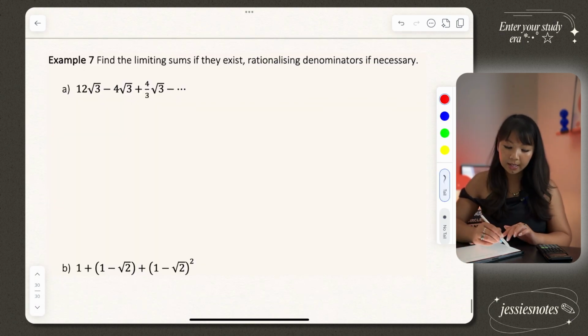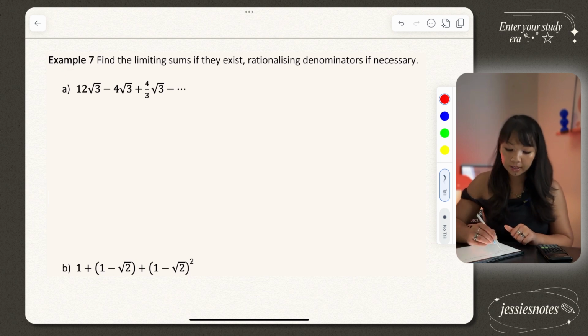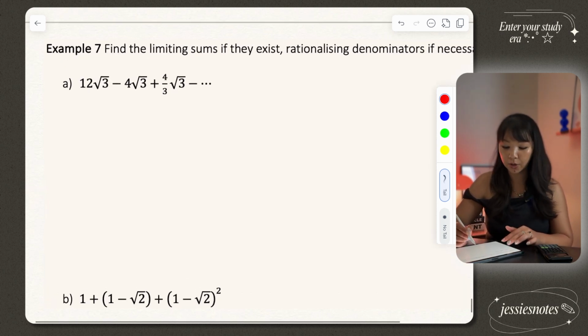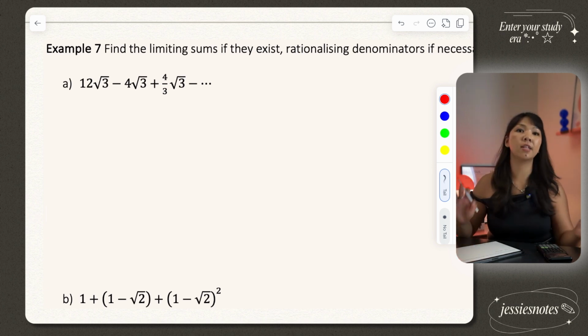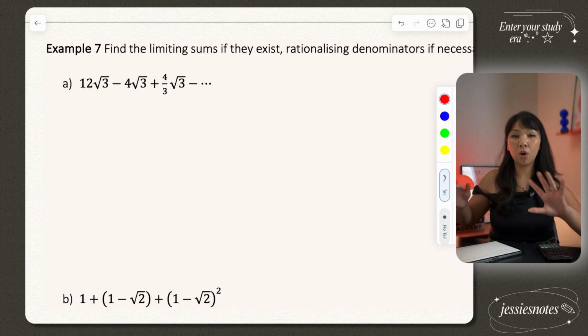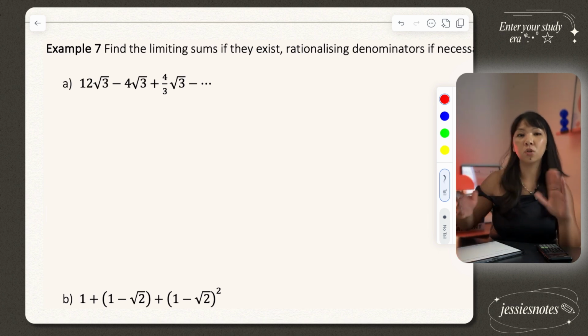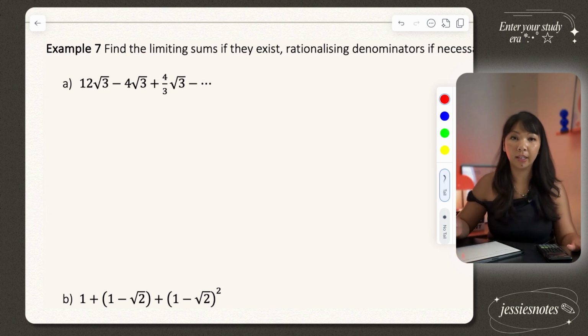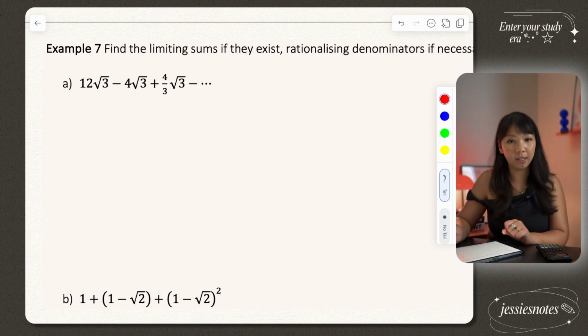Okay, example 7. Find the limiting sums if they exist, rationalizing denominators if necessary. So honestly, we're not doing anything fancy. I'm just giving you guys more complex problems where it's not as straightforward as just plugging it directly into the formula. It might be a little bit trickier.